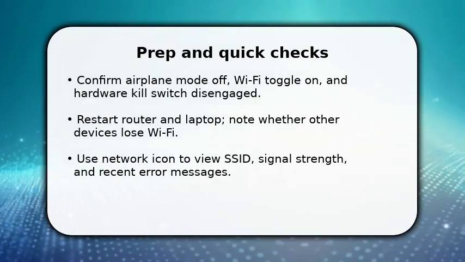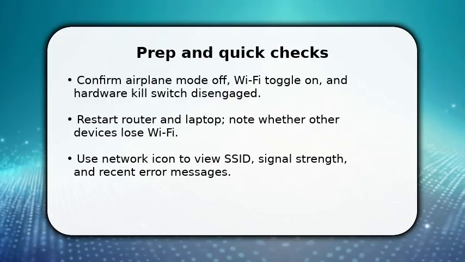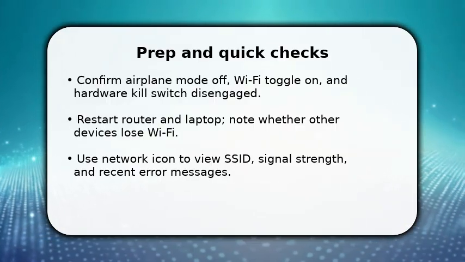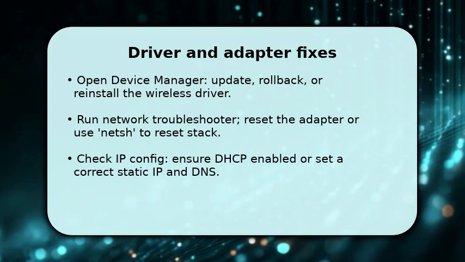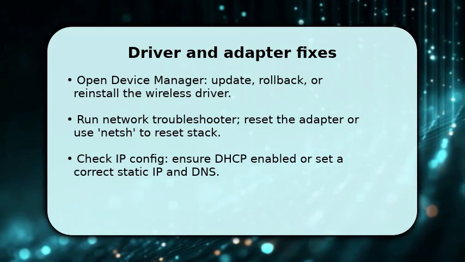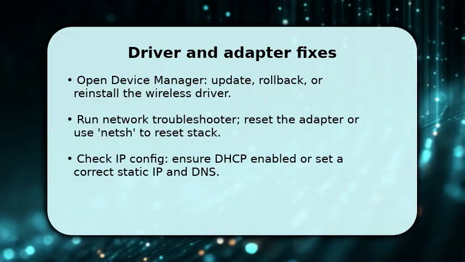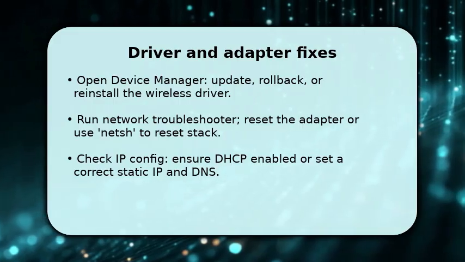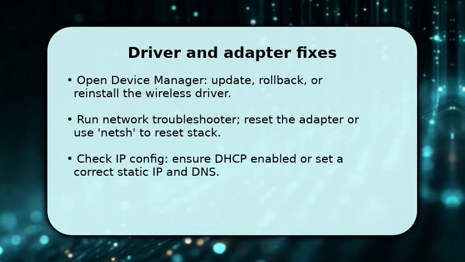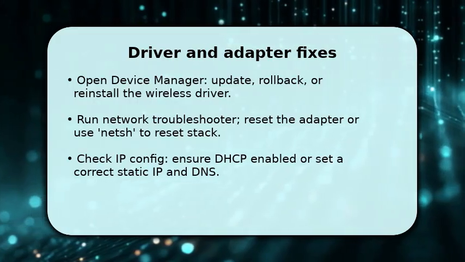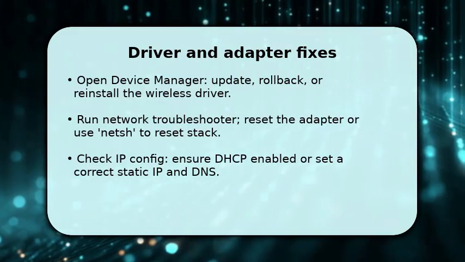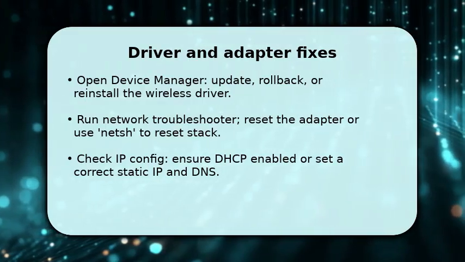Next, open the network icon to confirm SSID, signal strength, and any explicit error messages so you know what to target next. You now focus on the wireless adapter and software stack. Open Device Manager to update the driver. If problems started after an update, roll back or uninstall, then reinstall the driver to restore a known good state. Once done, run the built-in network troubleshooter to auto-detect issues.